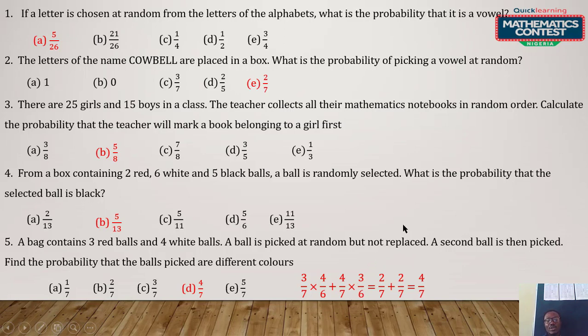Now, the without replacement clause here is why this denominator is reducing. Because when the first ball was actually selected, it was not replaced. So it means the total number of balls is no longer 7. It has reduced by 1 to become 6. So let's break this down.